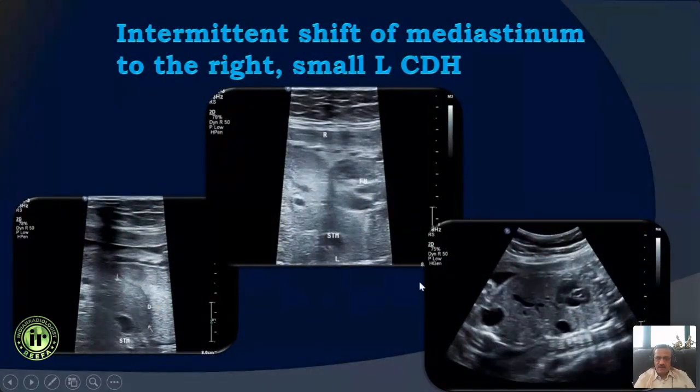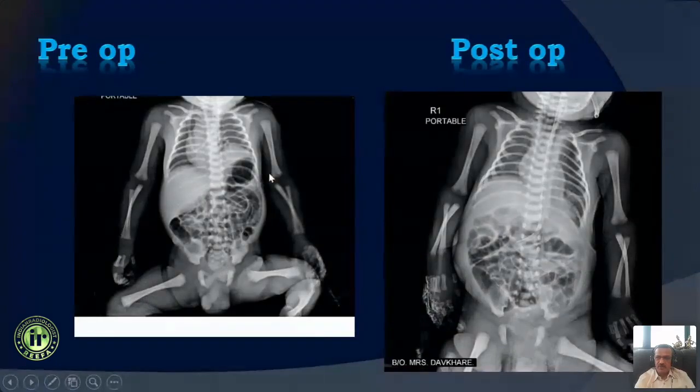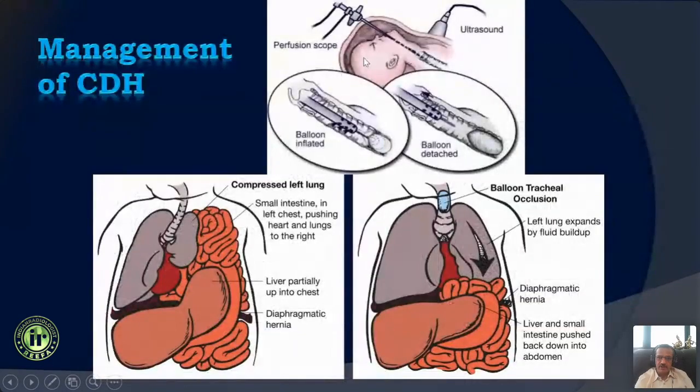So here we had a fetus where at 28-30 weeks or so, we saw that there was an intermittent shift of mediastinum. The mediastinum was not permanently shifted. So we said, okay, we should be alert. And since now it's come up late, the prognosis will be good. And rightly so, when the baby was born, there was a left-sided diaphragmatic hernia which was repaired. And this child, in fact, went home very early from the neonatal ICU and has done very, very well. So it also depends upon when you pick up the hernia. If you pick it up late, then the chances of lung development being good are very high.